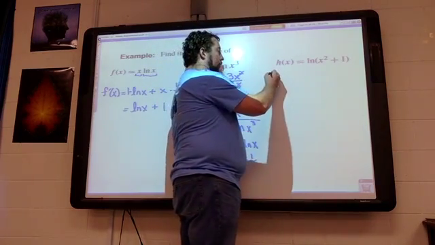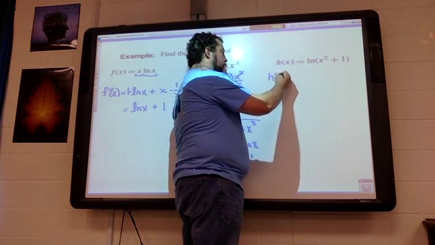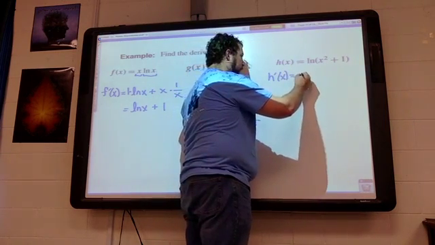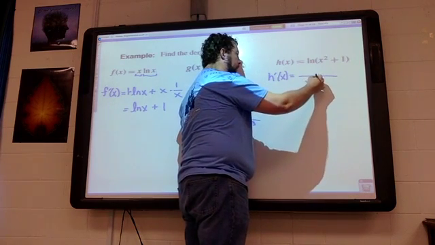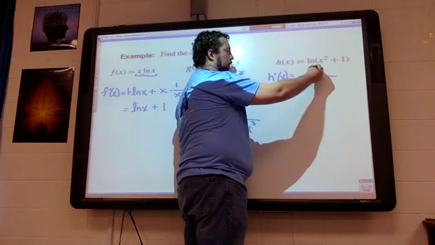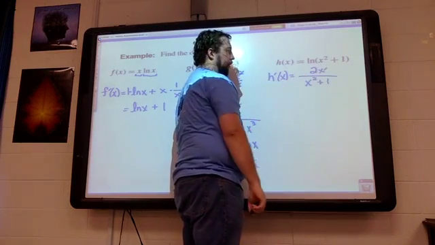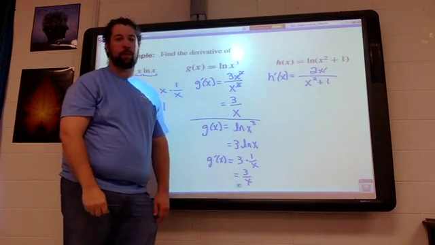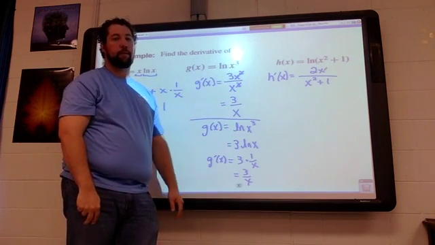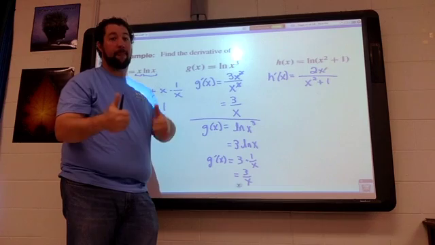So when we take the derivative of h, so h prime, we'll put the u on the bottom, x squared plus 1, and take the derivative of x squared plus 1, which is 2x, and put it on top. That's simple. U prime over u. Got it? Good.